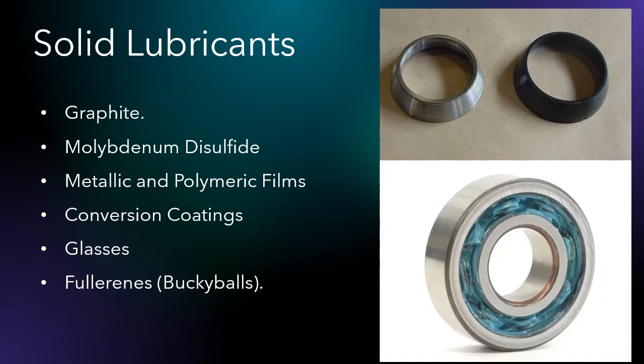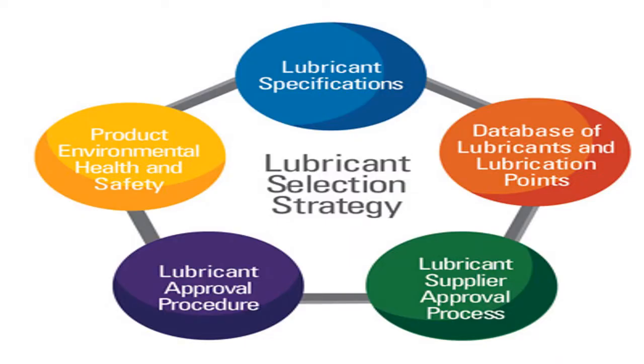There is a unique lubricant selection strategy, which is based mainly on the lubricant specification and its interaction with the surfaces. Also, the database of the lubricants and the lubrication points, the lubricant supply approval processes, the lubricant approval procedure, and the product environmental health and safety.